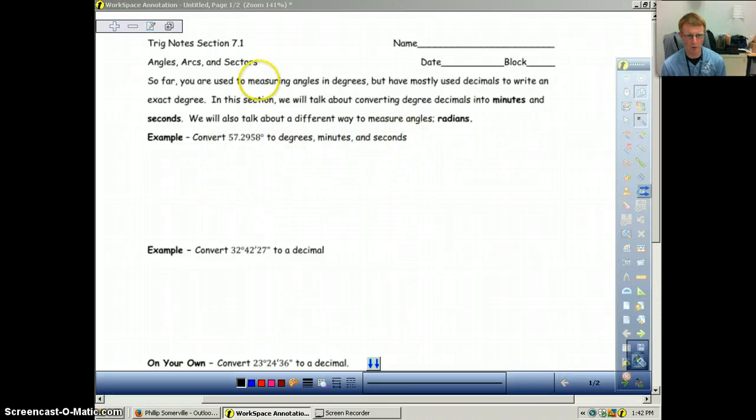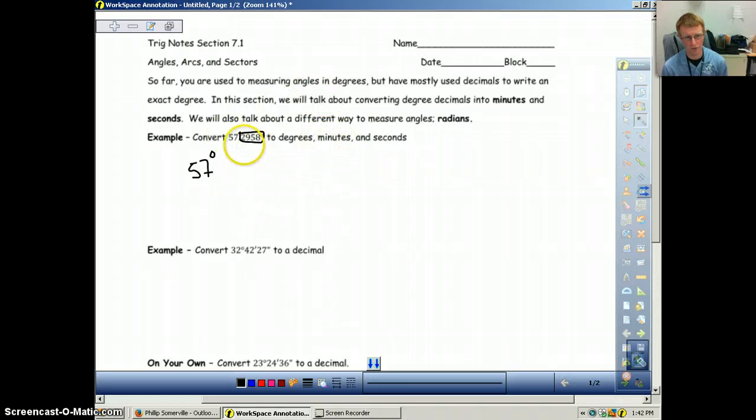So what we want to do is, minutes and seconds work the exact same way that minutes and seconds do in an hour. So when we do this, this is how we're going to look at it. We for sure know that we're going to have 57 degrees. That's not the issue. What we need to do, though, is take the decimal and figure out how many minutes and seconds that will be. We know there's 60 minutes in a degree, and we know that there's 60 seconds also in a minute.